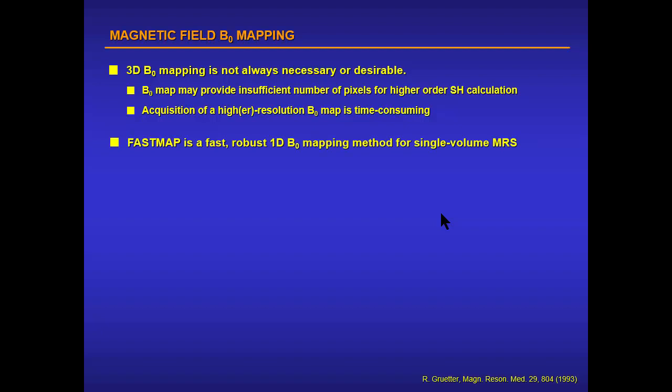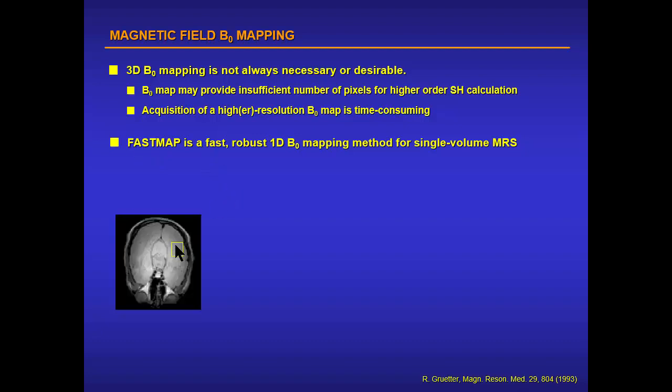So if you're interested in a small voxel, single voxel MRS, then the FastMap method is a very good alternative. And let me show you briefly what it's based on. So let's say that we want to acquire a signal from this volume. Let's zoom that in a little bit.